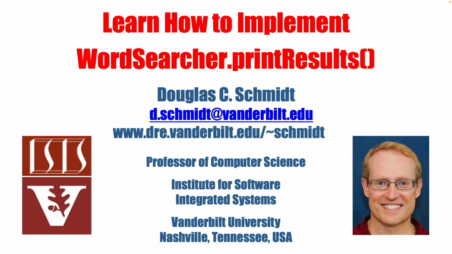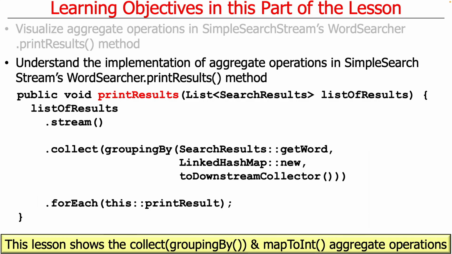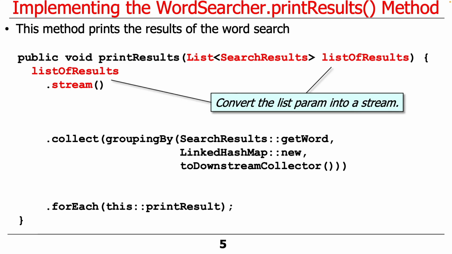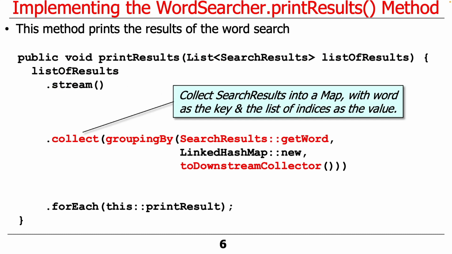So now that we've visualized the results, let's go ahead and show how to implement this. This will be the print results method, and it'll show more details in the code. And once again, the purpose of this is to show collect and grouping by, as well as the mapToInt aggregate operation. So here's the method printResults. You can see it takes a list of search results. And the first thing it does, as is so often the case with Java, is convert that into a stream. So now we have a stream of search results. Then we call collect. And what that does is take each of the search result objects and group them using grouping by.